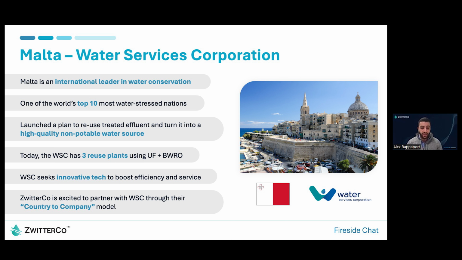So today they have 3 of their reuse plants where they're using additional membrane-based treatments, ultrafiltration, brackish RO, and some final AOP and UV processes to get back to effectively potable grade water. They're producing over 7 million cubic meters per year of this reclaimed water today, and they're expecting to more than double that capacity, again, both to serve the increasing water demands of the country and to try to get off of their current reliance on groundwater.